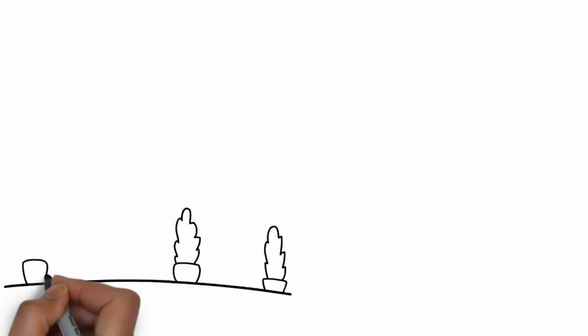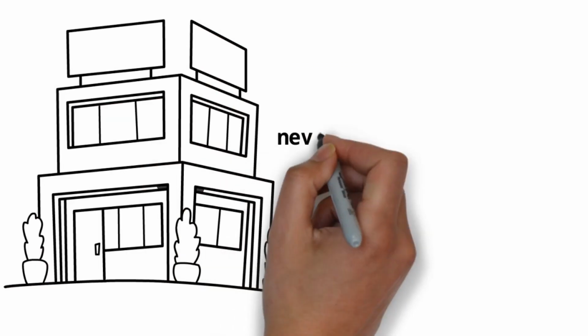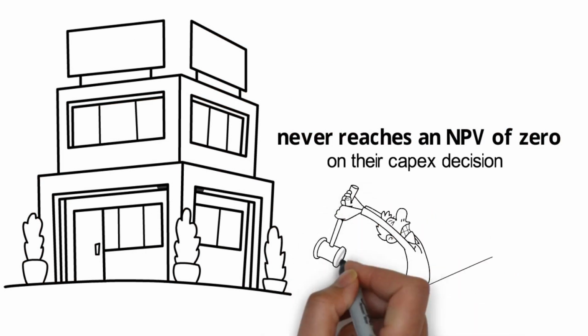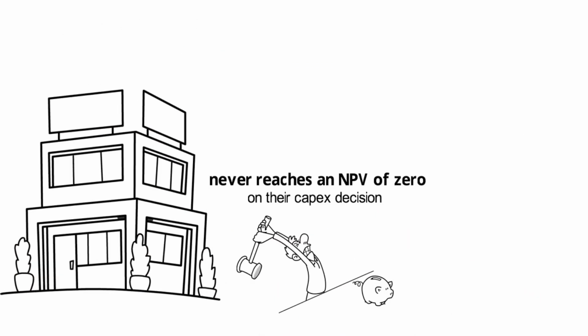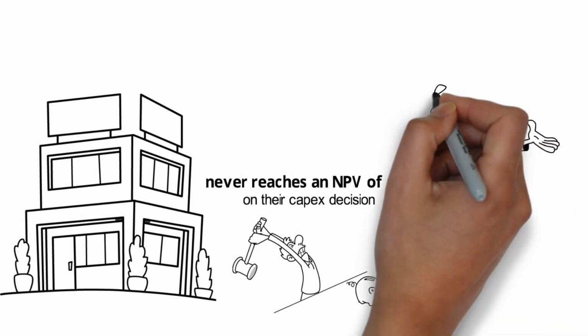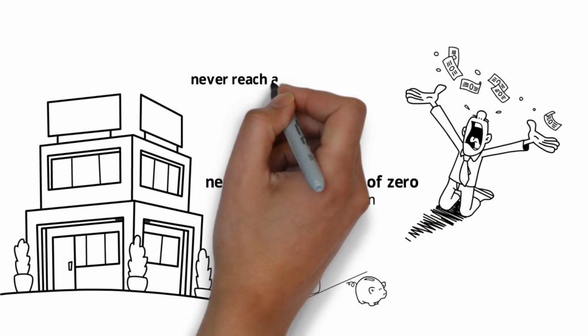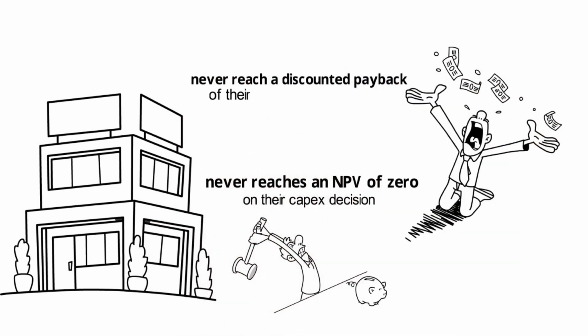The average company within the pulp and paper industry, for instance, never reaches an NPV of 0 on their average Capex decision. So that industry slowly removes shareholder value over time. Again, we're talking about the average performers. There are exceptions. In other words, the average never reach a discounted payback of their average Capex project in that industry. We'll come back to the term NPV and discounted payback in a while.